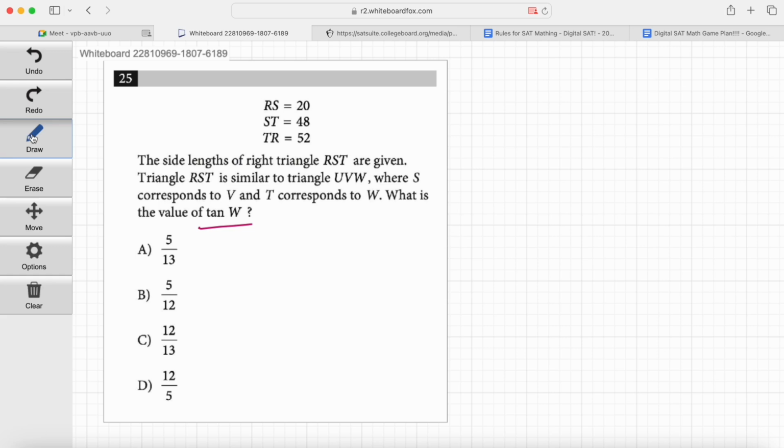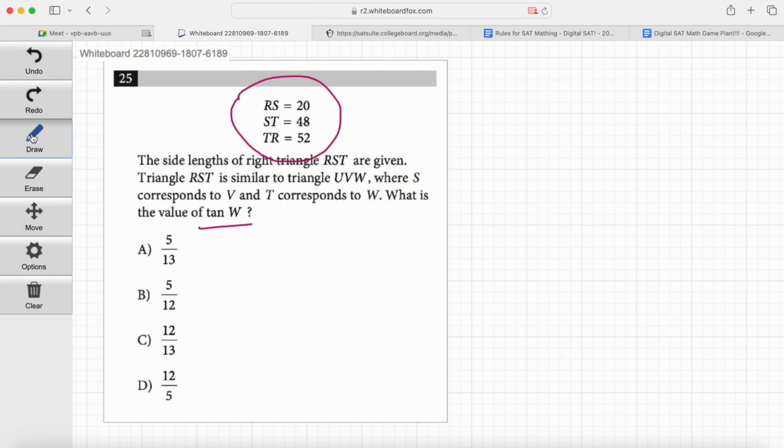Now, it's a right triangle. We know that. But it's not obvious which sides are the legs and which one's the hypotenuse. But of course, we know the hypotenuse is going to be the longest side. So what's the hypotenuse of right triangle RST? It's got to be 52. It's the longest side. So let's see if we can draw this triangle, and then we'll draw the other one as well to make sure all the sides match up.